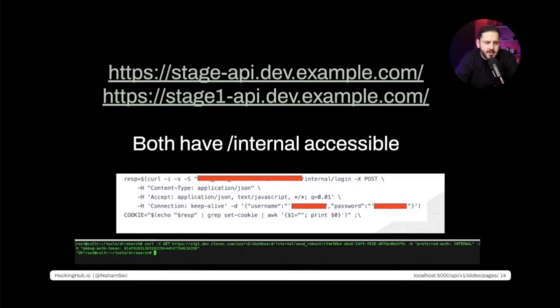I did some content discovery. If you don't know what content discovery means, it's just you take a tool and you give it a dictionary or a word list, and you say, hey, see if these paths exist on this website. And sure enough, I found that internal was accessible, but I have nothing to do with it. There was some username and password required. I couldn't do anything with it.